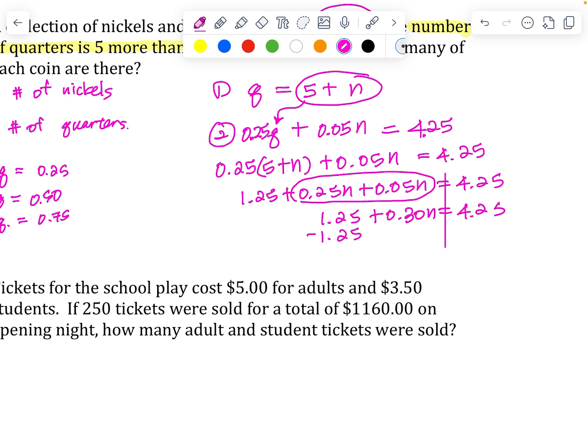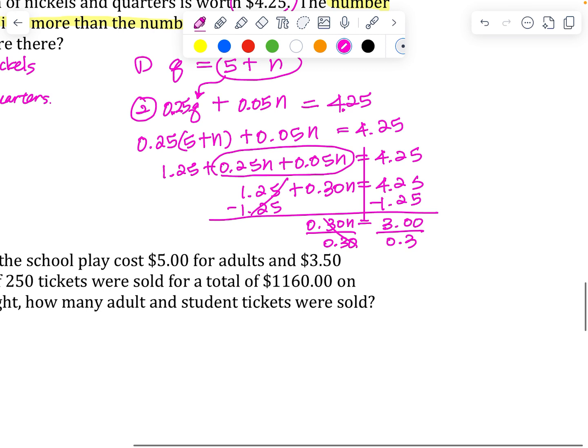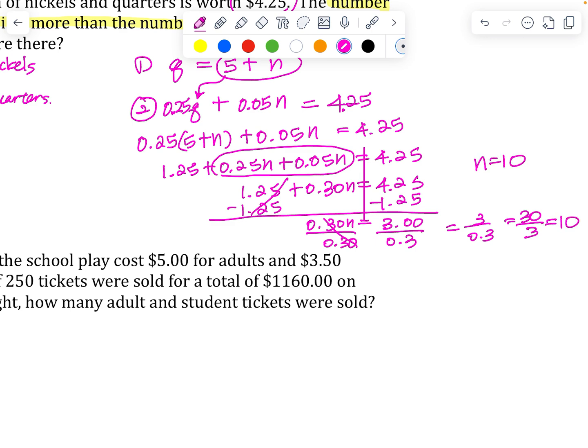Subtract both sides by 1.25. So I end up with 0.30N equals 3.00. Divide both sides by 0.30, which is 0.3 essentially. You cancel that out. So N, we're looking at 3 divided by 0.3, which is the same thing as 30 divided by 3, which equals 10. So N equals 10. That's 10 nickels.